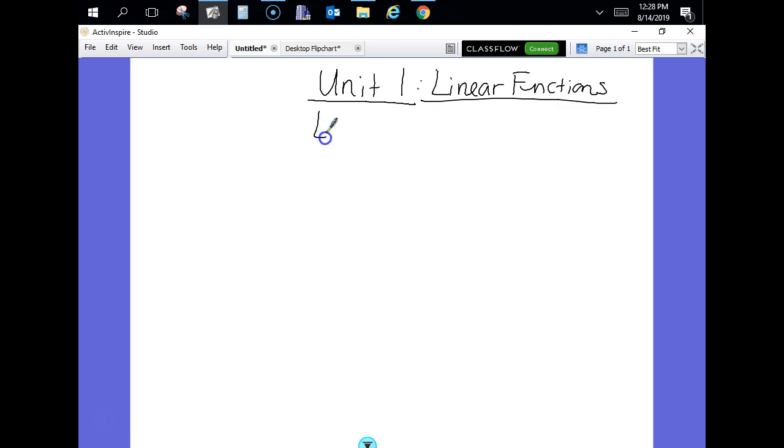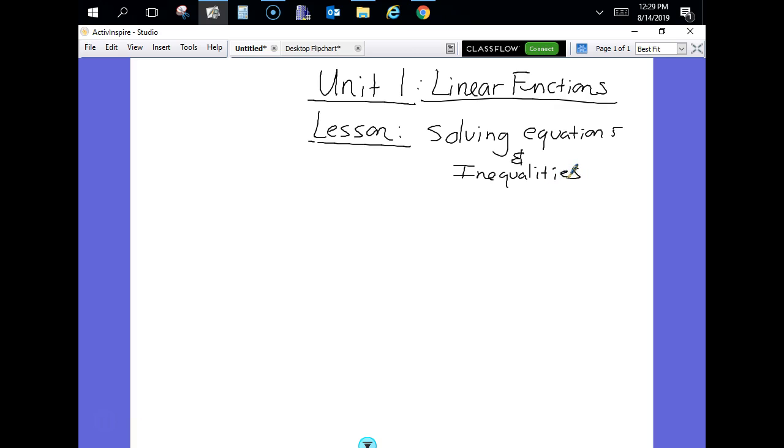Today's lesson in particular is just going to focus on solving equations involving linear functions. I'm going to say solving equations and inequalities. This is not an Algebra 2 topic. This is a review topic. But that's okay. It's a very important topic, and I want to make sure everybody's got it.